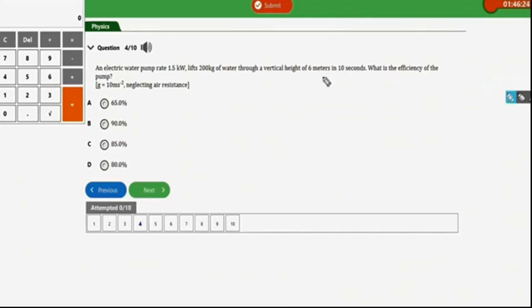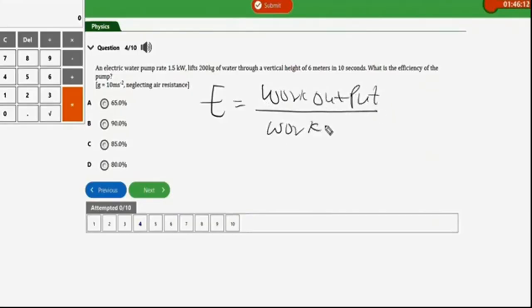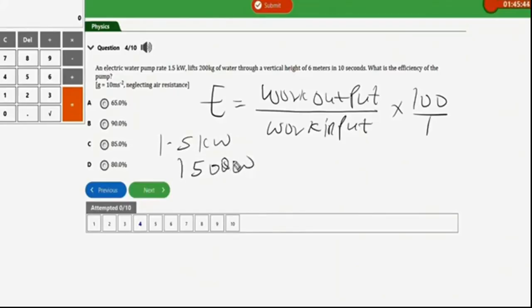We know that from the formula of efficiency, efficiency is work output over work input times 100 over 1. In this question we have the work output unknown, whereas we have the work input to be 1.5 kilowatts, which is equivalent to 1500 watts. So that's the work input.